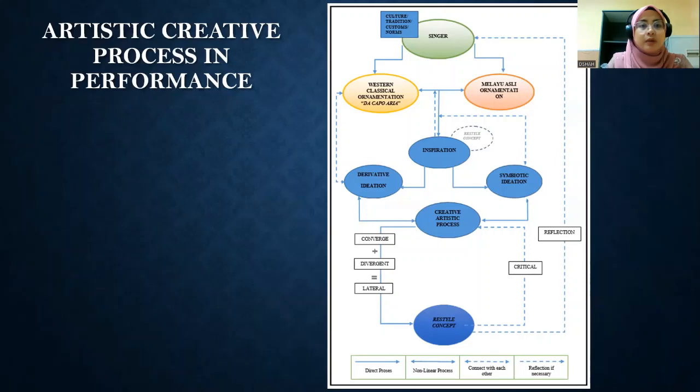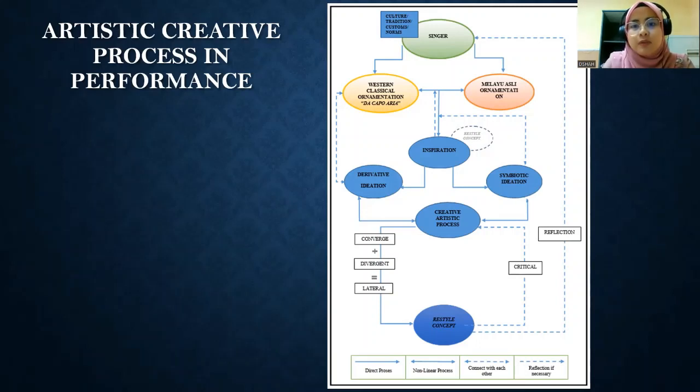This is the artistic creative process in performance. So we will start with the singer, where the singer will have her or his own culture around his tradition, customs, and norms.